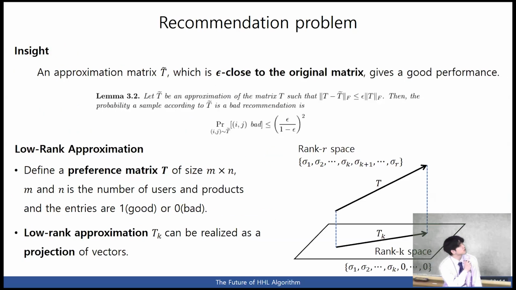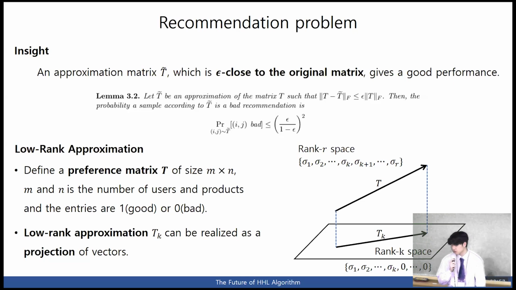The insight of the recommendation problem is to define a preference matrix T, which is epsilon-close to the original matrix. And we predict this data. Based on previous studies, approximating in low dimensions will be used. For this, we define T as an M times N matrix, where the entries represent user-product preferences. And we reduce this data into specific vectors for further analysis. M represents the number of users, and N represents the number of products in that matrix.